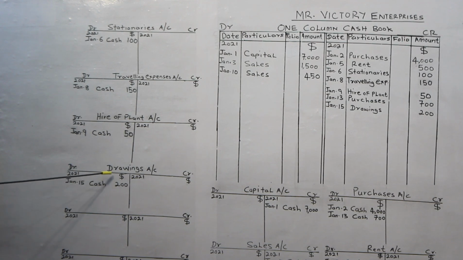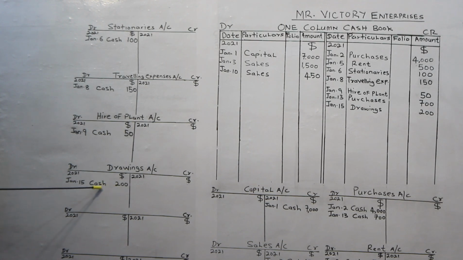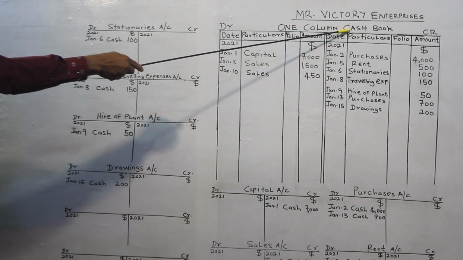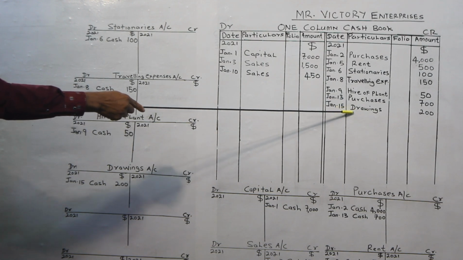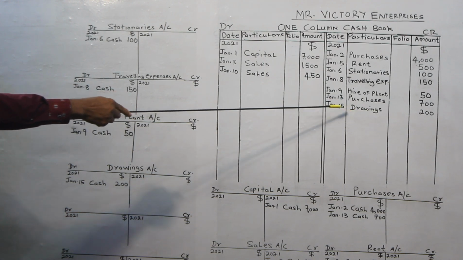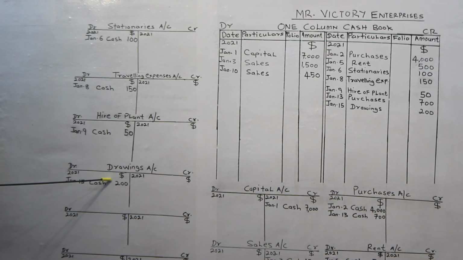So we debit the drawings account for receiving $200 from the cash or cashier on January 15th, 2021. And we credit the cash account or the cashier for giving out $200 to the owner of the business represented by drawings on January 13th, 2021. The drawings account is representing the owner of the business' ability to collect money for personal use.